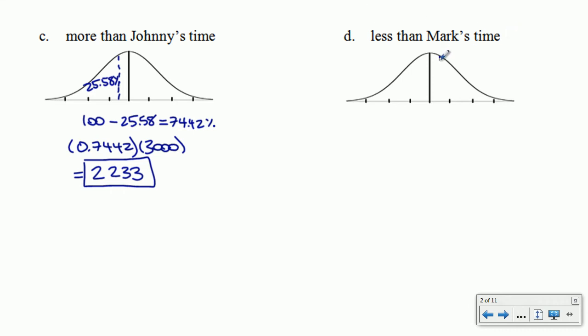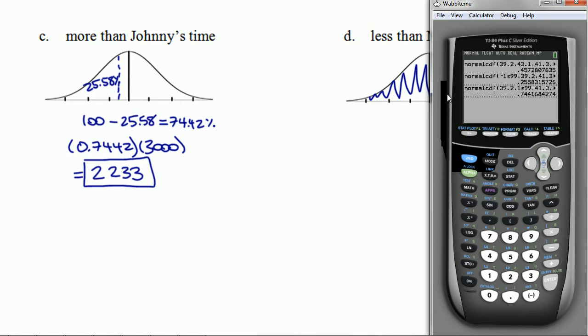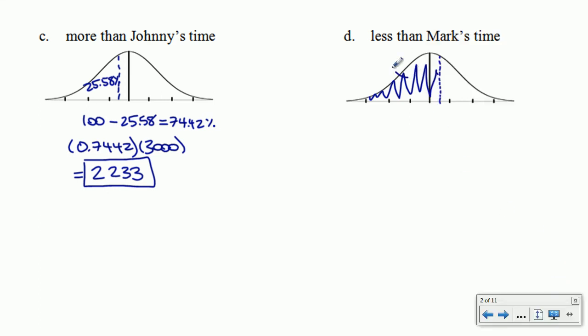Next, we need to determine the number of runners that got less than Mark's time. Mark's time was 43.1, which was higher than the mean, so we need to figure out what this area is. Again, we can do normal CDF, so we go second vars, normal CDF. This time our lower boundary is as far left as we can get, so we go -1 times 10 to the 99. Our upper boundary is 43.1. The mean and standard deviation stay the same, and we get 71.3%. So this lower area is 71.3%, and we can determine the number of runners that represents by multiplying the percentage as a decimal by 3,000, which gives us 2,139.